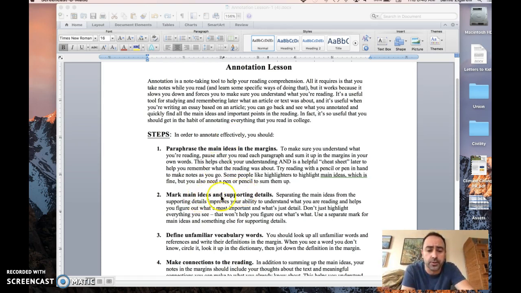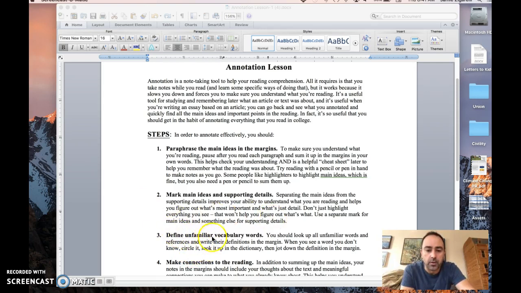The second thing you can do is mark main ideas and supporting details. This is what a lot of students do, and sometimes rely too much on, which would be underlining or highlighting. And you don't want to go too crazy. Sometimes students get a little carried away, start highlighting the whole thing, but you have to be really selective. Otherwise, you're not really doing yourself any good.